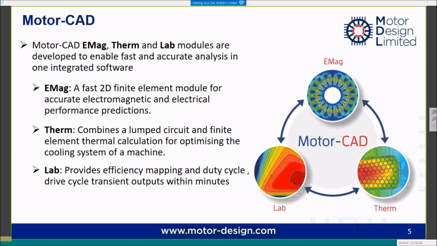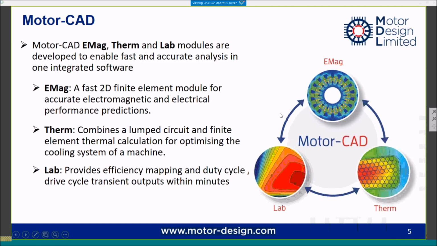MotorCAD has mainly three modules, which are EMAG, Thermal, and Lab. Thermal was the first one developed by Motor Design. As I said, it uses analytical models based on lumped parameter thermal models. In the EMAG module, we use the same interface, so all the geometries are parameterized, but we use a 2D FEA solver to calculate flux linkage and losses in the machine.